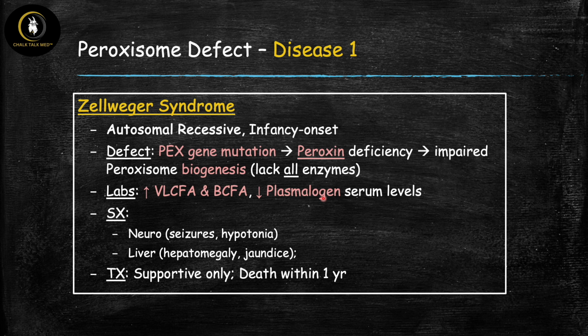Once again, makes sense. Symptoms are going to be primarily neuro, as in seizures and hypotonia, and liver, as in hepatomegaly and jaundice. Unfortunately, this is a very poor prognosis. Treatment is supportive only. This usually causes death very early on in childhood.